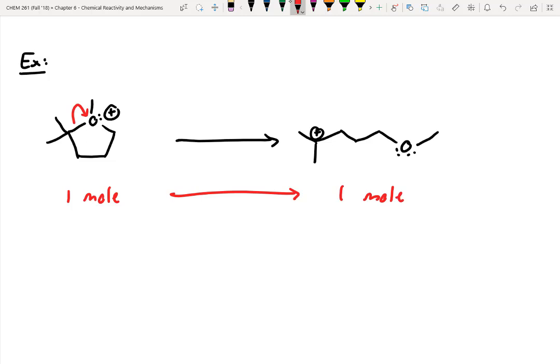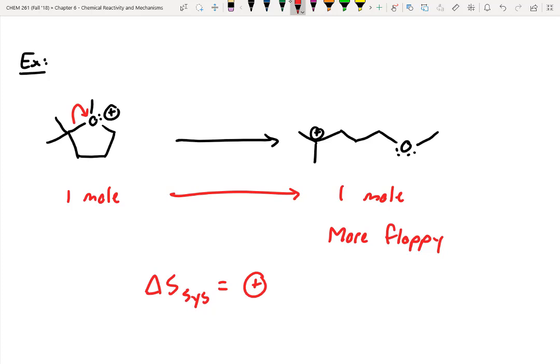Do we have an increase in freedom of motion or a decrease in freedom of motion? Increase. So this is more floppy. That means we're increasing our freedom of motion. So delta S of this system would have to be a positive value. Does that make sense?